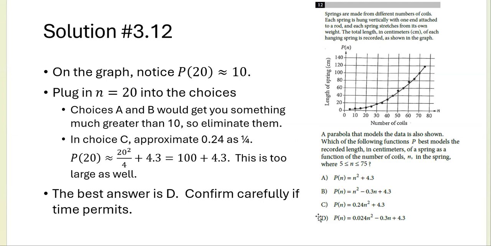We bubble it in. We move on to the next question. If time permits, let's carefully confirm it by actually plugging in 20 and then see that it's close to 10. But otherwise, we made a good educated guess, not really a guess anymore, but kind of is because we didn't confirm it, that D is most likely the answer because when we plugged in n equals 20, the output was way too big for the others.